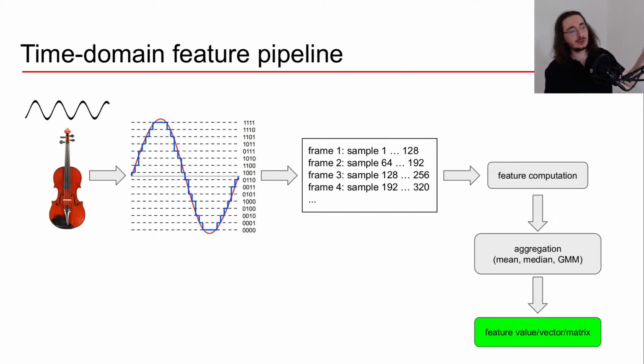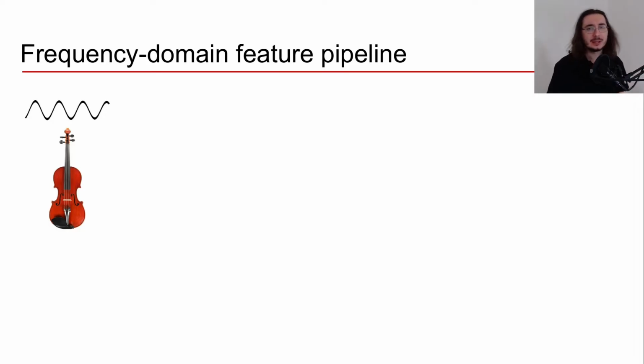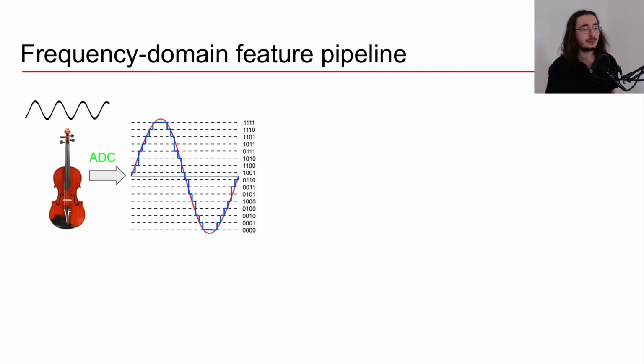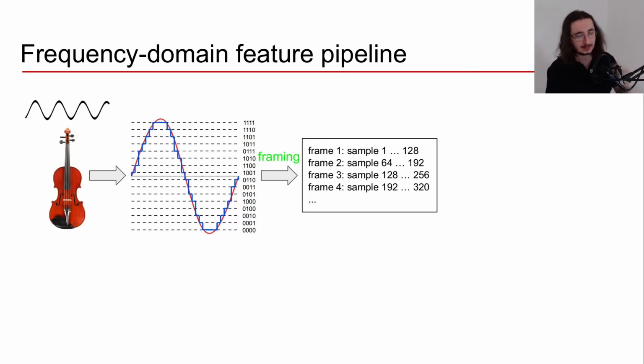Now let's move on to the frequency domain features. As you'll see, many of the steps are the same as those that we found in the time domain feature extraction pipeline. So obviously we start from an analog sound, we do some ADC, so we apply sampling, we apply quantization, and we get our digitized version of the sound. So we have this audio signal, we frame the signal, and now we have a bunch of frames.